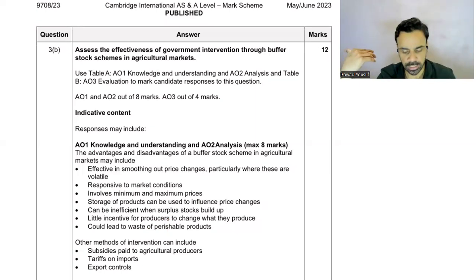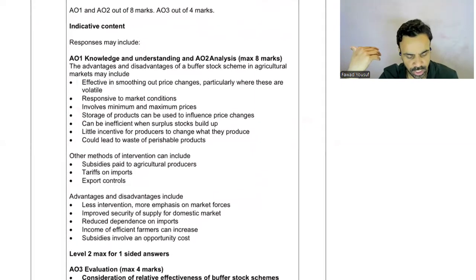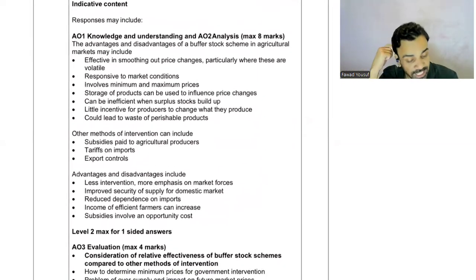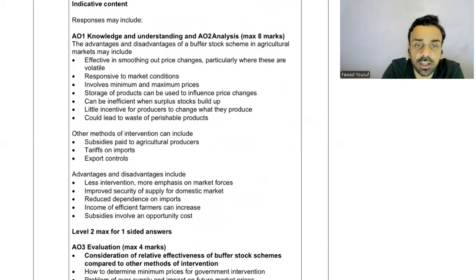Level 3 पे जाने के लिए I think you might have to discuss alternatives. एक alternative at least discuss करना जरूरी है. Otherwise, the answer will be considered one-sided.